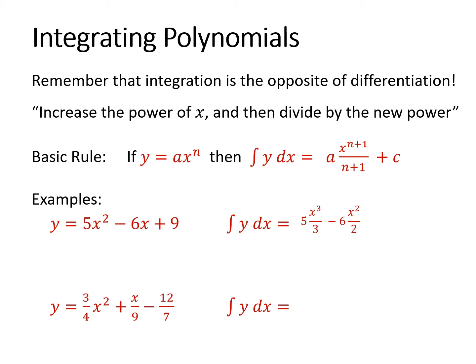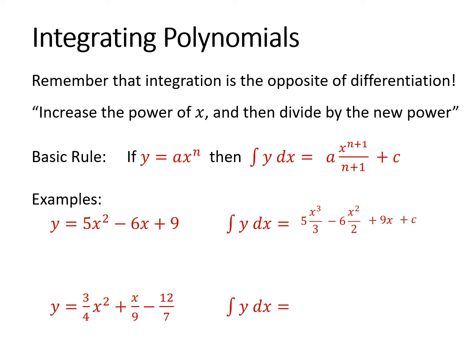And the 9 is not going to disappear like it did with differentiating. It's going to become 9x. And we've got to always remember that numbers that did disappear when we differentiated must reappear, and so we must always remember to put a plus c on the end.